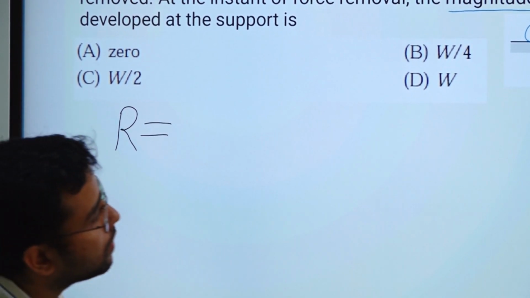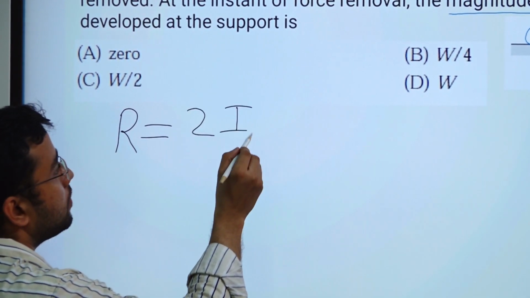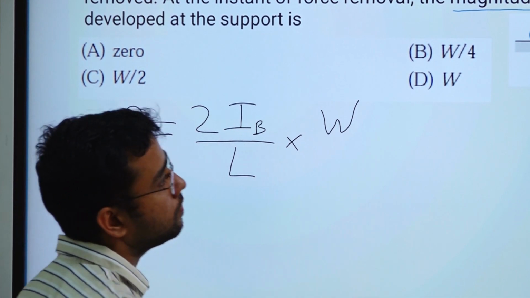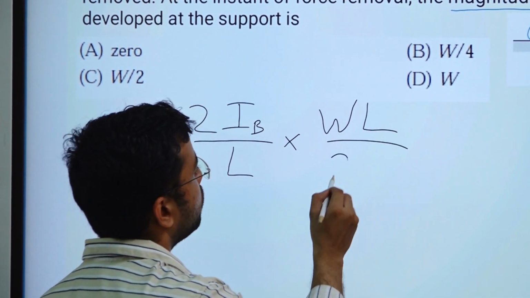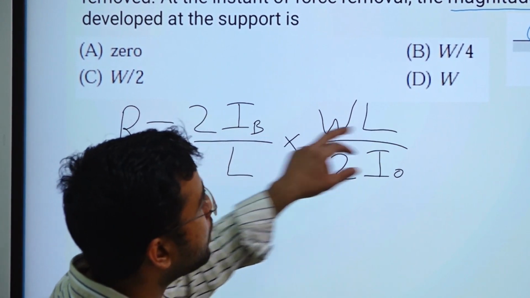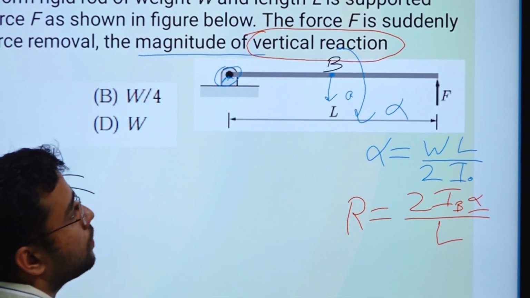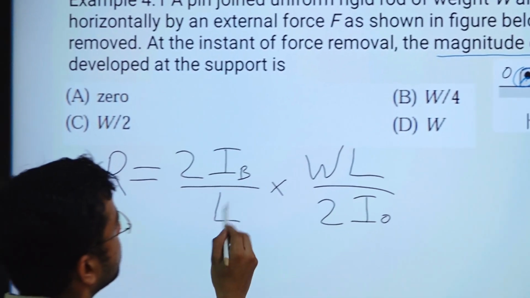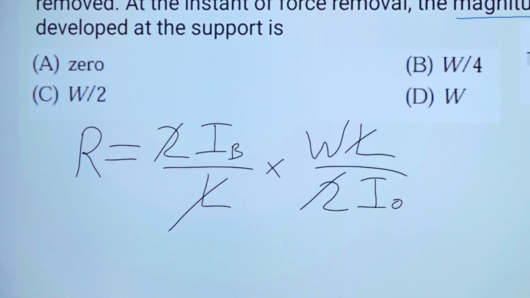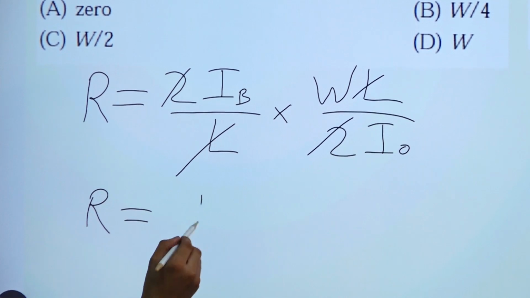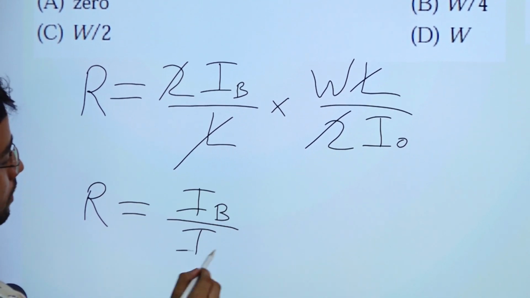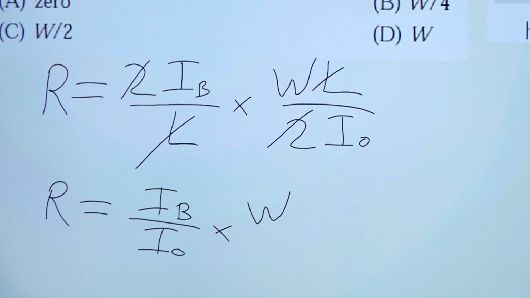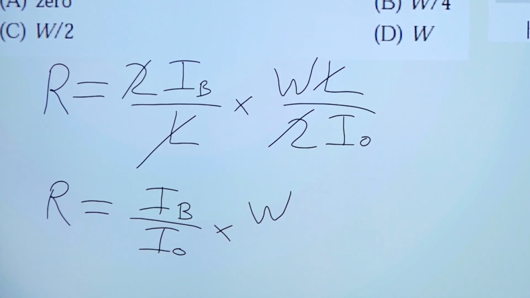So R is equal to 2 into IB divided by L into W into L by 2 IO. IB is the moment of inertia of the rod about this point B, IO is about this point O. So L will be cut down, 2 will be cut down. So what you are going to get is IB by IO into W. What is W? mg.